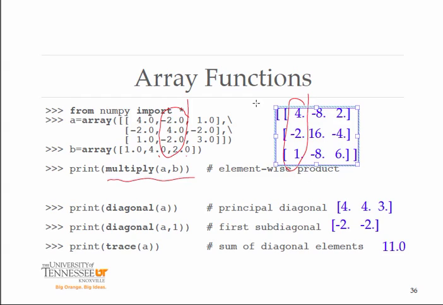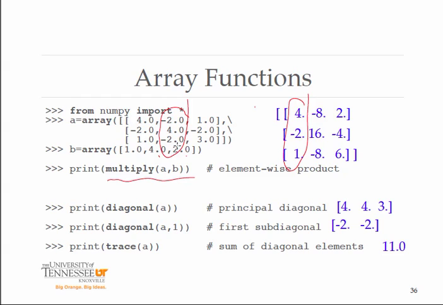2, -4, 6. So that is one way of achieving a scaling of the original matrix by a vector, scaling each column of A by the corresponding element of B.